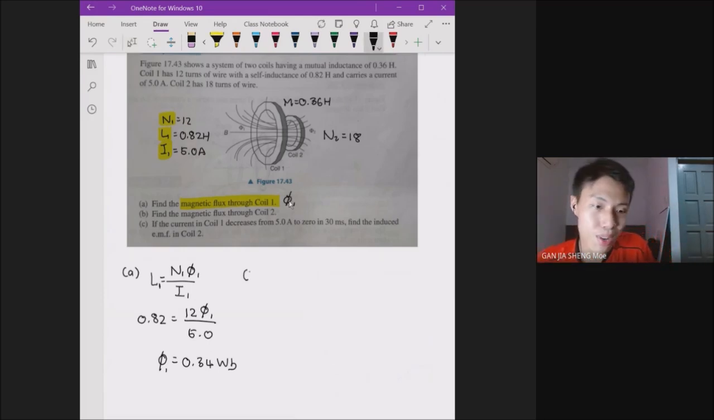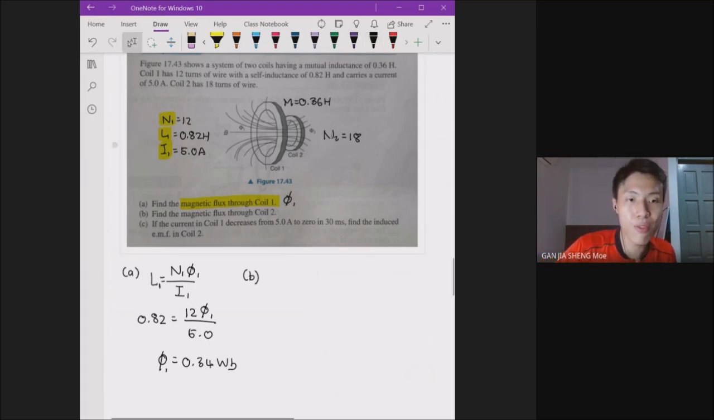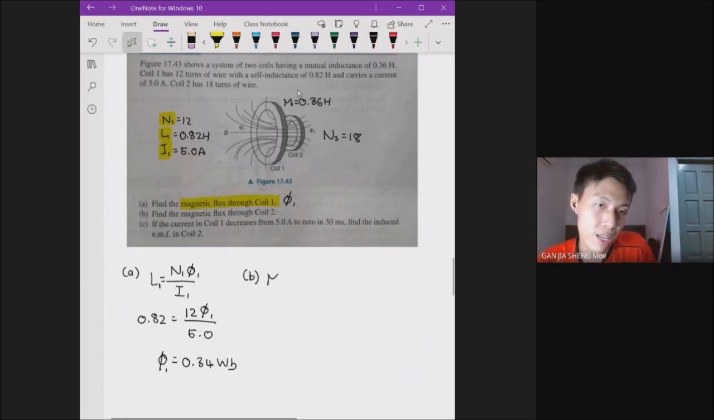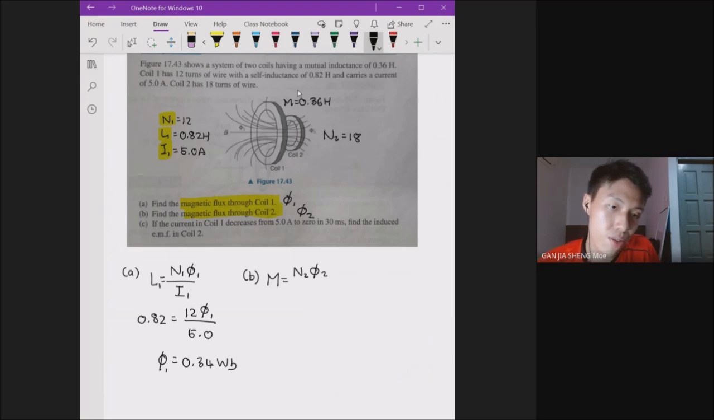Okay, for the next one, they ask for the magnetic flux through coil 2. So now you have less information for coil 2, but you can relate it with coil 1, for which you have most of the information. The mutual inductance of the system is 0.36 Henry. So you can relate them together by saying that you want N2 phi 2, because they are asking for phi 2. You can relate phi 2 and N2 together with I1. Please remember that the subscript here must be the opposite subscript.